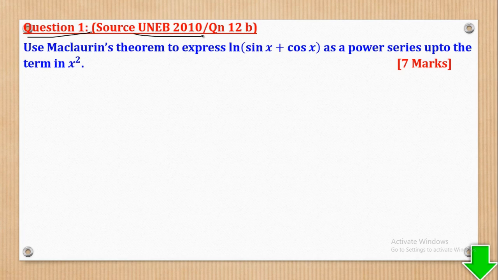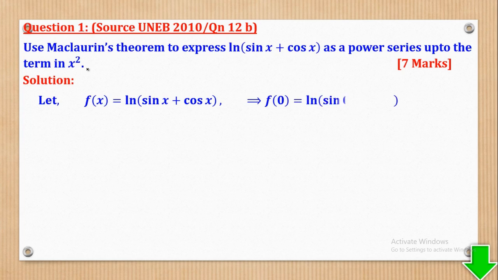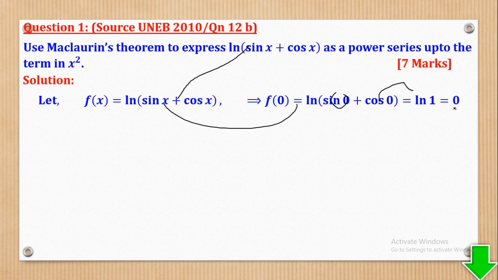Question 1 came from UNEB 2010, paper 1, question 12b, and says, use Maclaurin's theorem to express ln(sin x plus cos x) as a power series up to the term in x squared. So this part needs knowledge of differentiation. So f(x) is this function which is given. Substitute where there is x, put there 0 to come up with f(0). So here is sin 0, cos 0. Sin 0 is 0, cos 0 is 1. That is why you see ln 1, and ln 1 is equal to 0.